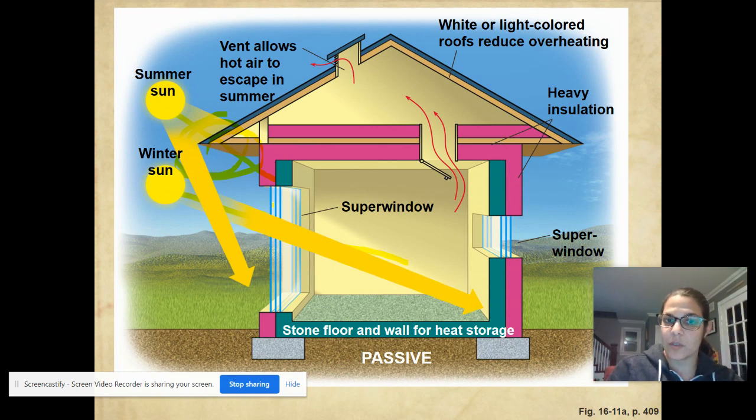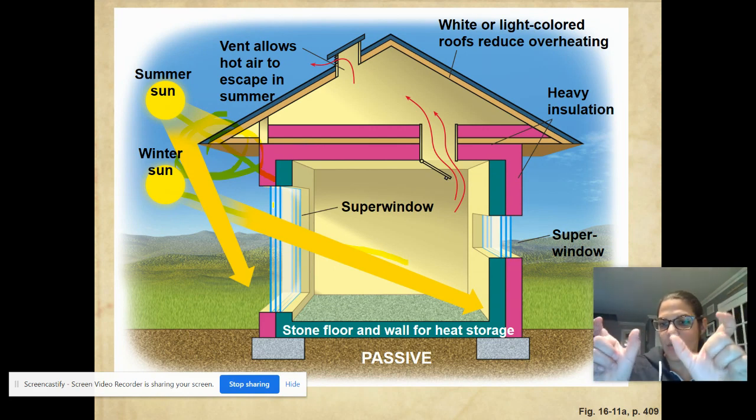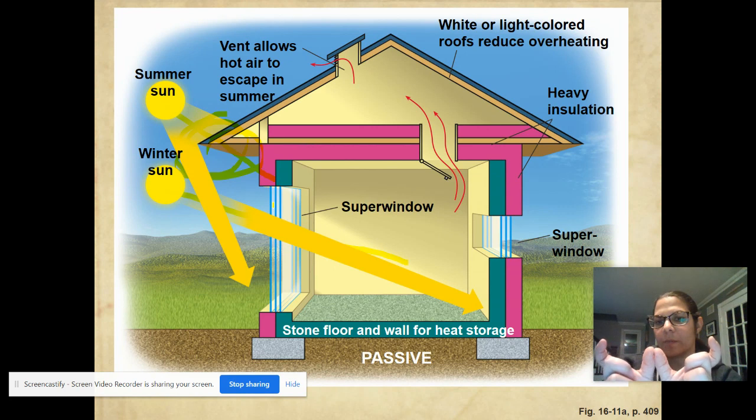You have super windows. The best insulator is air. So it's a triple pane window. So one, two, three. So you have two insulations there. So if it's warm inside, it's going to stay warm inside. Or if it's cold inside, it's going to stay cold inside.